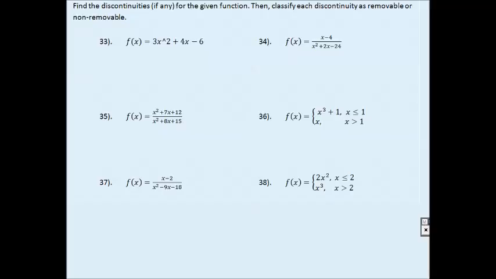All right, finding discontinuities. First of all, in something like this, I'm not dividing by anything, it's just a polynomial. This is continuous everywhere, so we don't have any issues with that one.